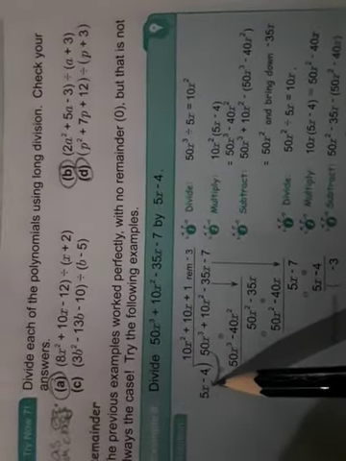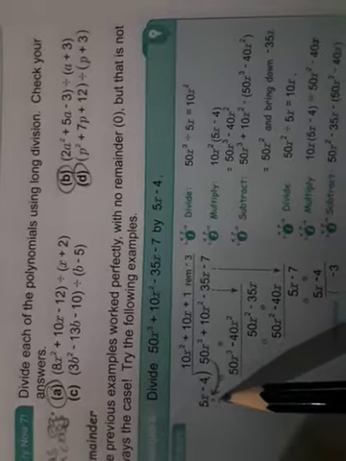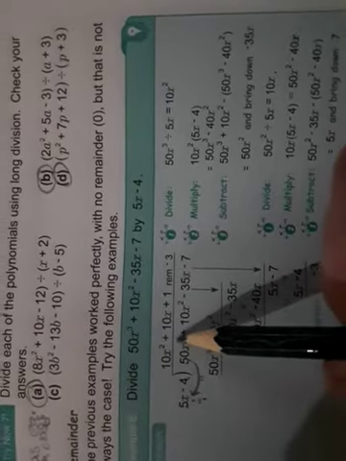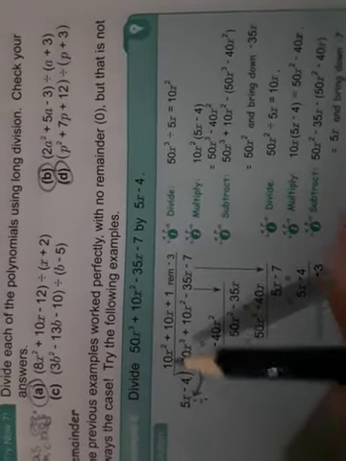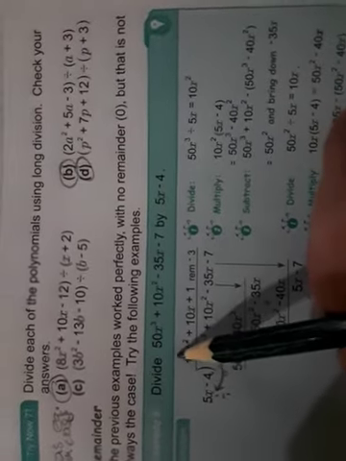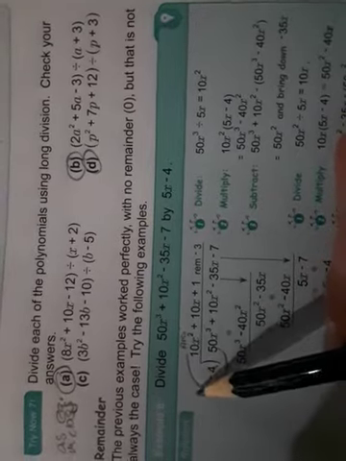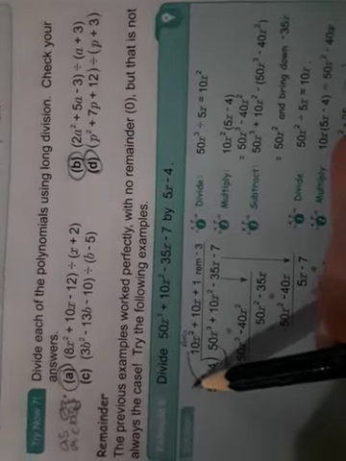Sorry, 50x to the power of 3 divided by 5x. So 50 divided by 5, people, gives you 10. Then x to the power of 3 divided by x gives you x squared. So it is then the first answer, isn't it? The first answer is multiplied by the divisor.